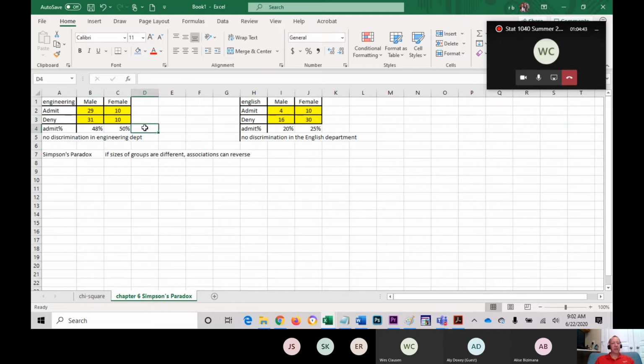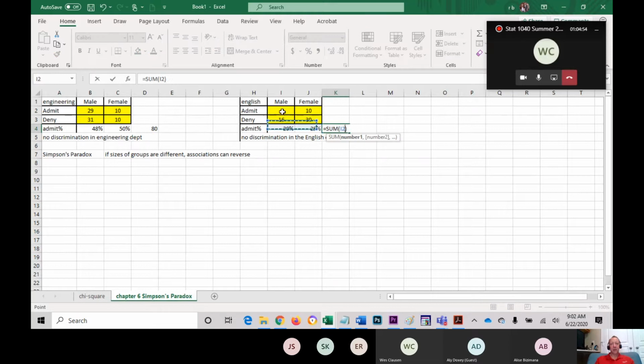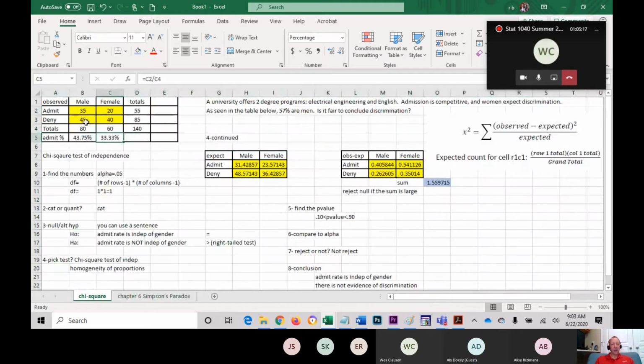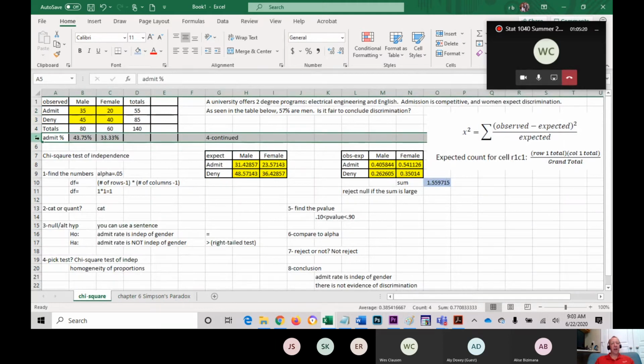If your groups are different, now notice as we look at this, when we look at the engineering department, you've got 80 people. And when we look at the English department, you've only got 60 people. So the problem is because you've got so many more people in the engineering department than the English department, the engineering department overwhelms the English department. And so when you combine them into here, it looks like the males have it better. The women are being discriminated against.